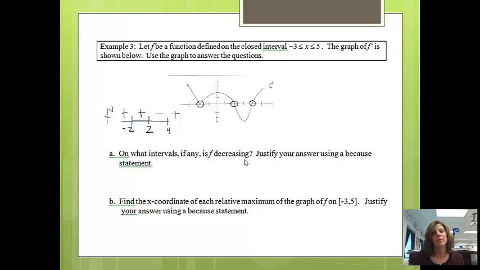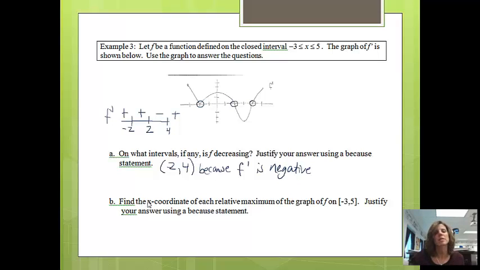We learned in a previous video that if I'm looking for decreasing, I'm basically just looking for where f prime is negative. So if I'm looking at this chart, there's only one interval where f prime is negative, and that is on the interval 2 to 4. Notice I'm not including brackets because at 4 and at 2 the derivative actually equals 0. So on what intervals, if any, is f decreasing? It would just be the interval 2 to 4. And it does say to justify your answer using a because statement. So this will be because f prime is negative. That's why it is decreasing.